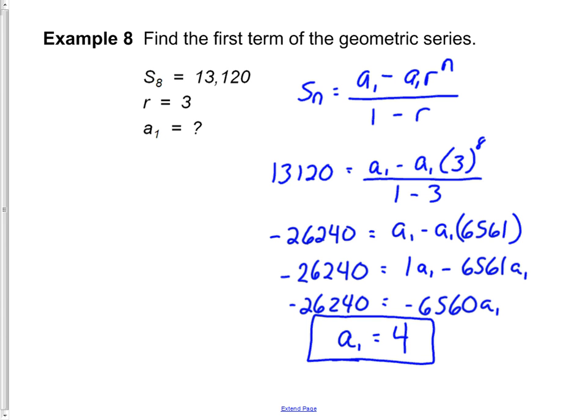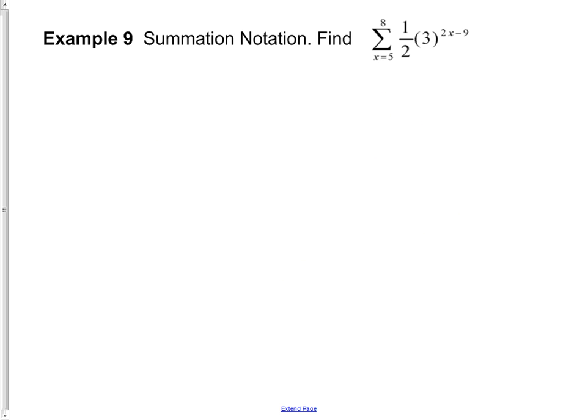So again, just more algebra to go through and do once you apply your formula. Okay, and the last one, let's use the summation notation with a geometric series this time. So let's find a few of the terms in my geometric series. This says the first value should have an x of 5. So the first term, plug in a 5, that'd be 10 minus 9, which is 1. So 3 to the first times 1/2. The first term is going to be 3/2.